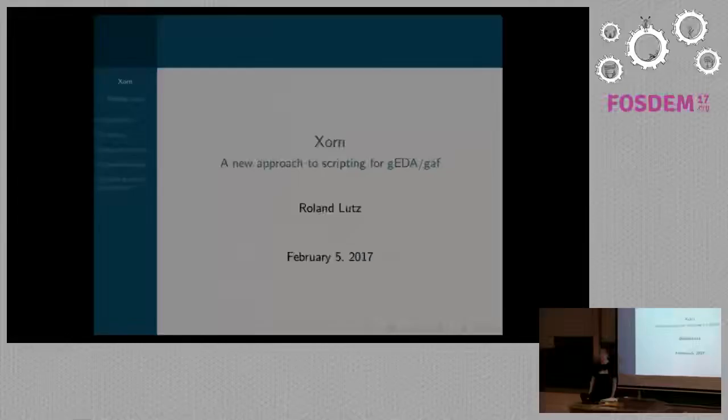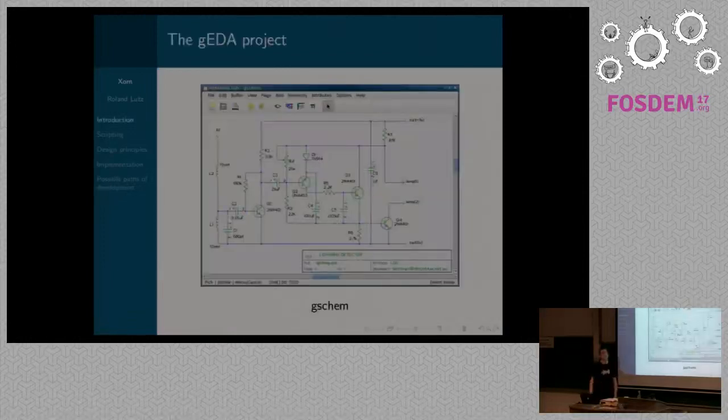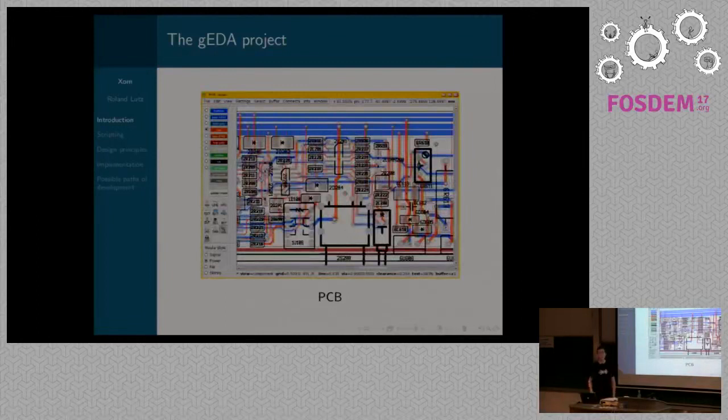Okay, so for those of you who don't know it, the gEDA project is a suite of free software programs for electronic design automation. It has gSchem, a schematic capture application. It has gNetlist, which is a command line tool for creating netlists, which are lists of components and the connections between them. It has PCB for PCB layout, gerbv for inspecting Gerber files before sending them to manufacturing. And recently, somewhere in between those, connecting them, there is Xorn. This talk is about what Xorn is, why it is there, and if maybe you want to use it.